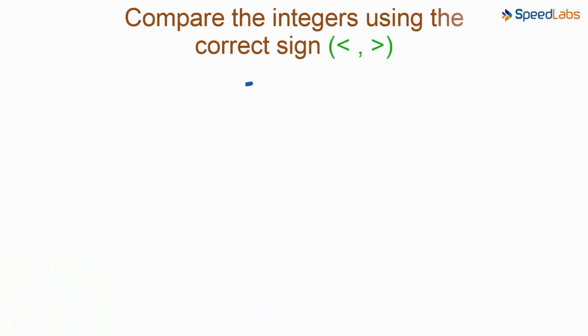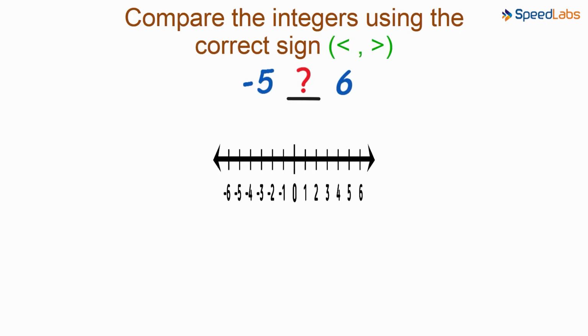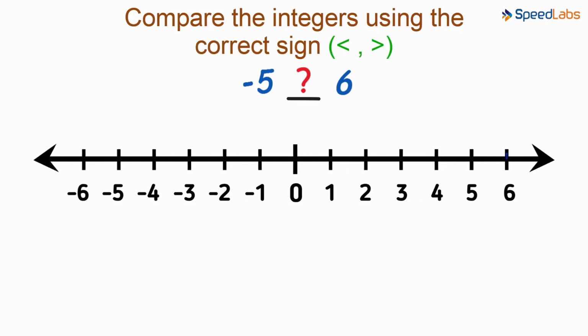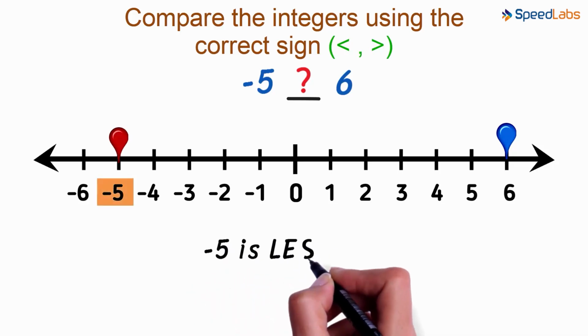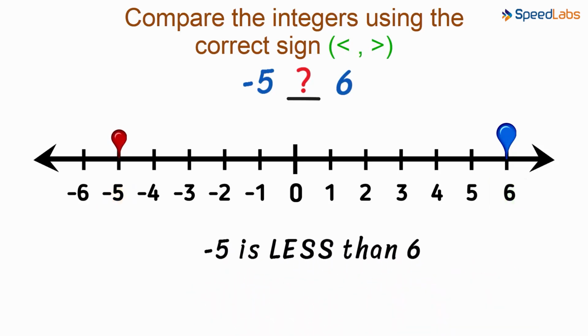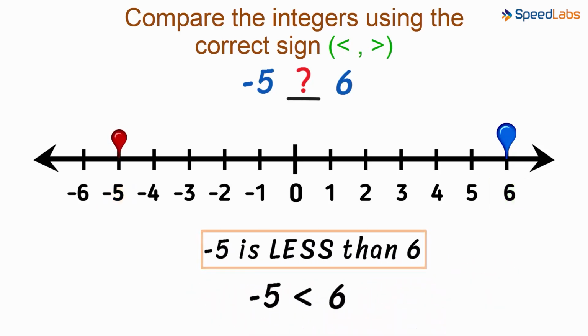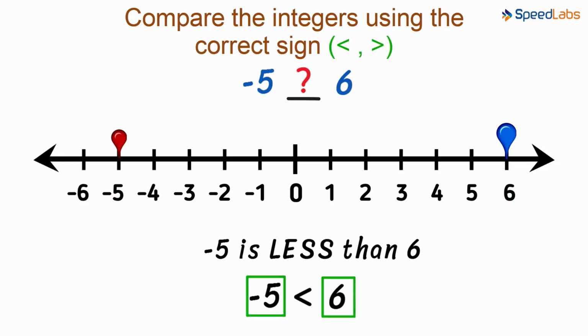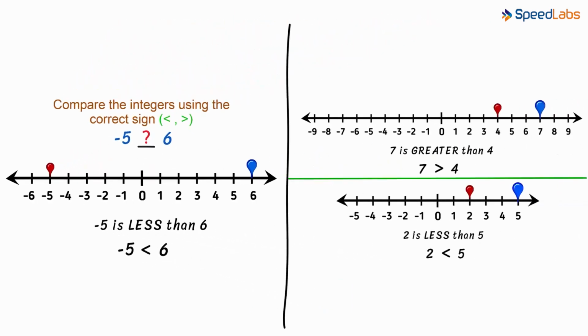We will compare the following two integers using the correct sign. To compare them, we will use the number line. Here's the number 6. We can clearly see that 6 is to the right of the number -5. Therefore, -5 is less than 6. We will write it like this. So it was easy to compare a positive integer with a negative integer. And it was also easy to compare two positive integers.